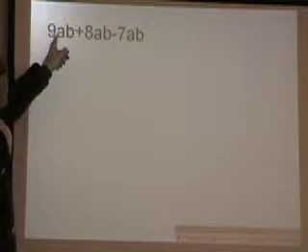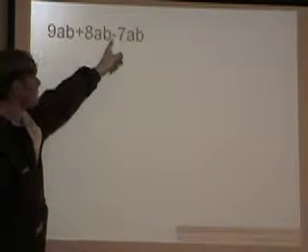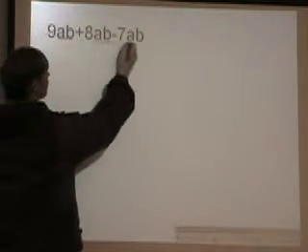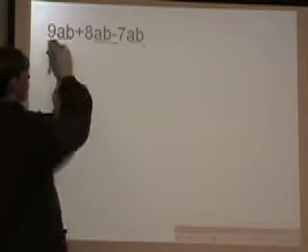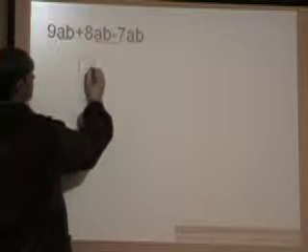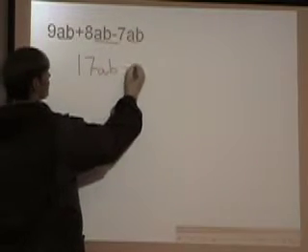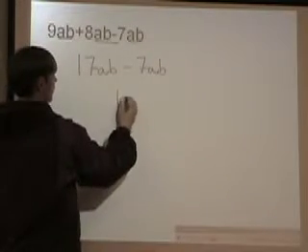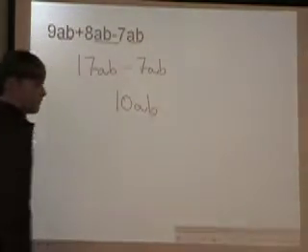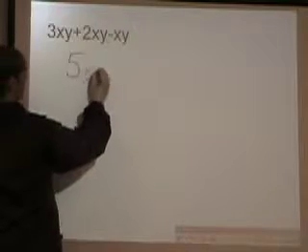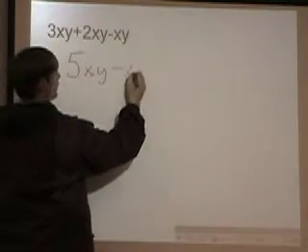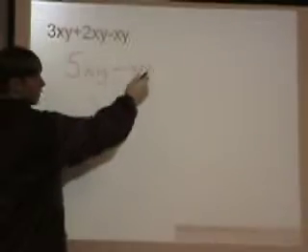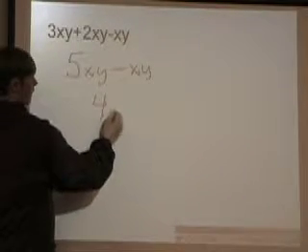All right, here we have 9ab plus 8ab minus 7ab. All of these are like terms, aren't they? Because the variables are the same. 9 plus 8 is 17ab, and then you have to subtract 7ab, and that equals what? 10ab. That's 5xy, and then you have to subtract an xy from it. So 5xy minus 1xy is 4xy.